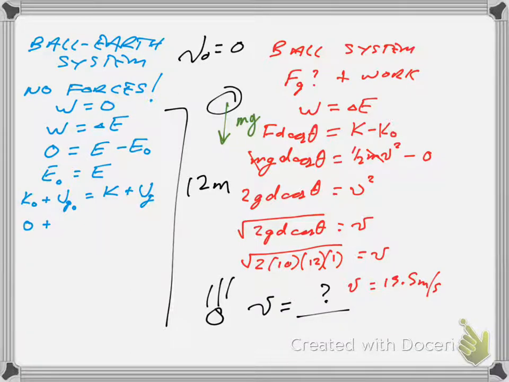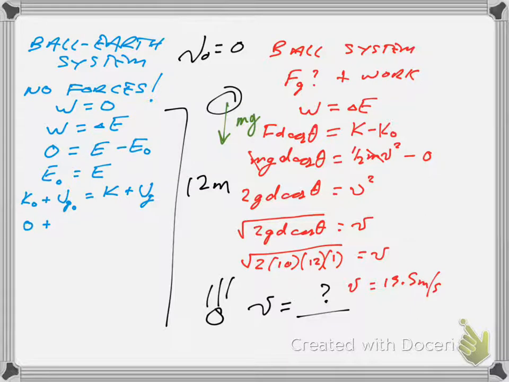And so I need to add the initial kinetic energy to the initial gravitational potential energy and know that that's going to be equal to the final kinetic energy plus the final gravitational potential energy. And those are what we call the total mechanical energy of the system. Now, of course, the initial kinetic energy of the ball-earth system in this frame of reference is 0 because the ball is not moving and the Earth's not moving relative to this frame of reference, or it's not changing its motion. And so that's 0.